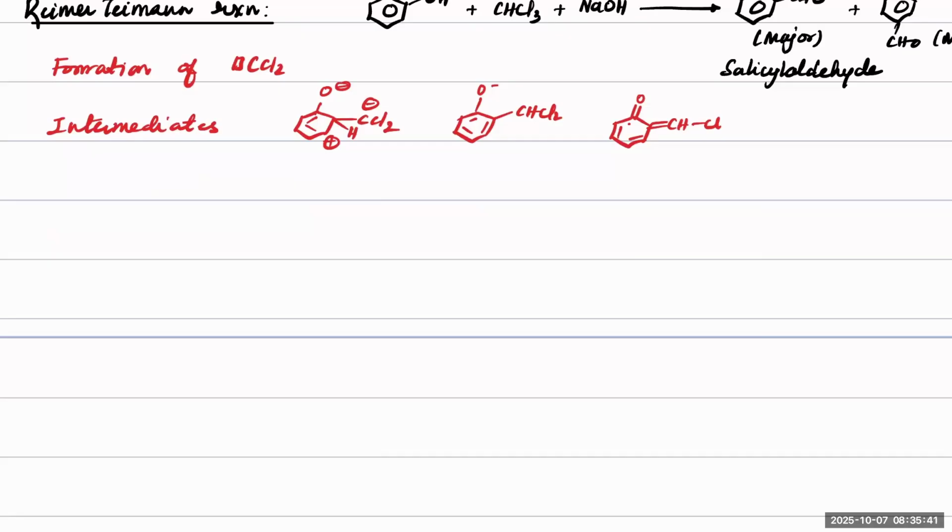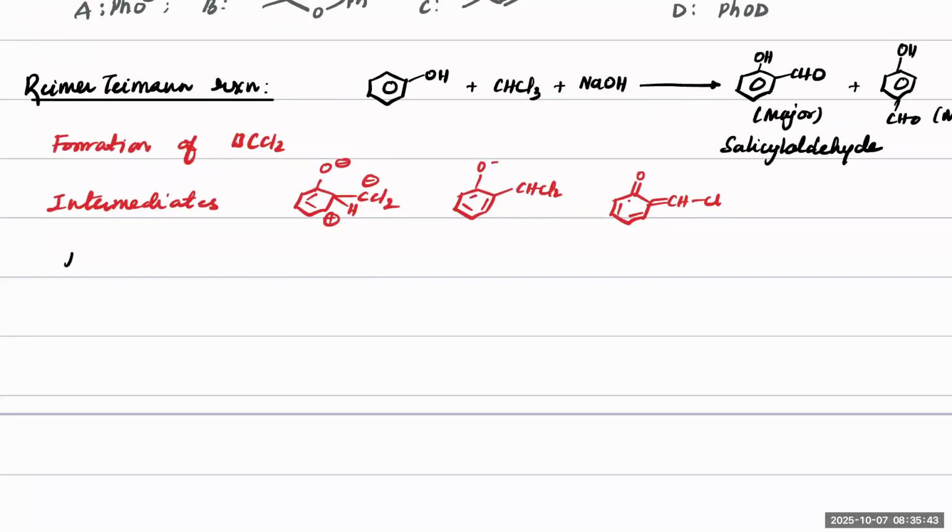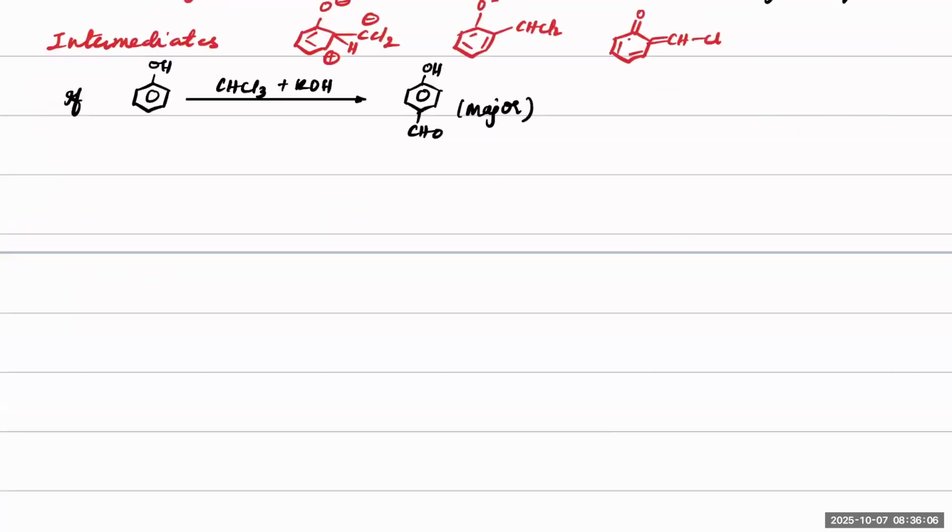Now, if phenol is treated with CHCl3, correct? But this time with KOH. If this is KOH, then the attack would be at the para position. So this is major. So in this case, this is going to be the major product. Done.